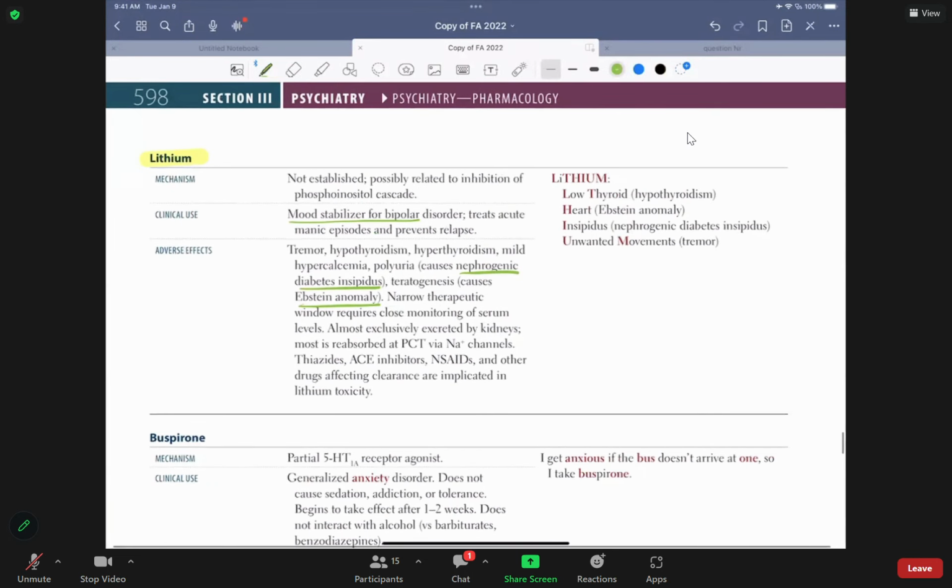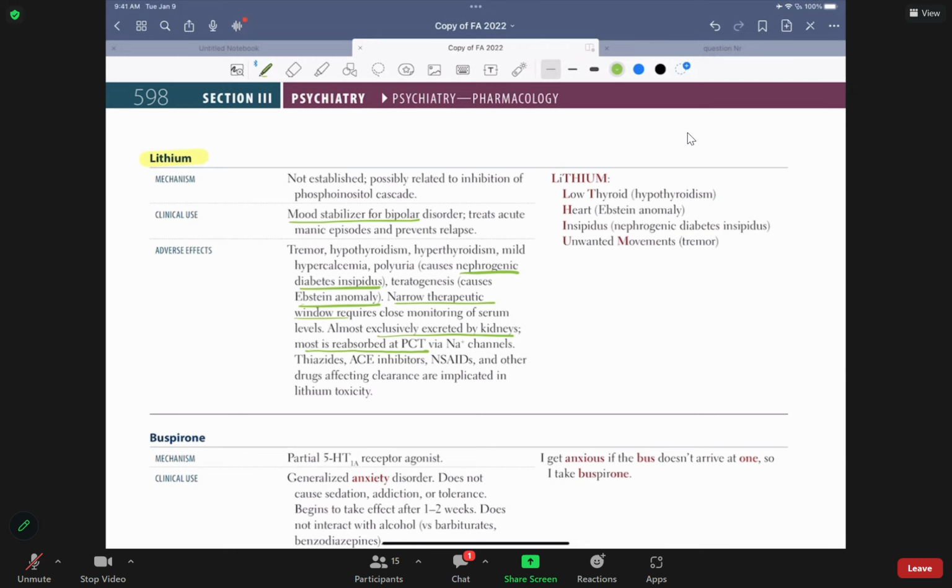That's Epstein anomaly. Epstein anomaly, nephrogenic diabetes insipidus, folks. You cannot forget. It is a narrow therapeutic agent, which means giving a little bit more than the usual dose will give you toxic effect. Exclusively excreted by kidney. Most is reabsorbed in the PCT. Look at that. So now you know why it's a problematic medication. Even though they are filtering 100%, some of them are reabsorbed back again. Is that clear, folks? So that's why lithium is very carefully monitored, folks. Okay, if you remember these two side effects, you won't have any problem with lithium, folks.